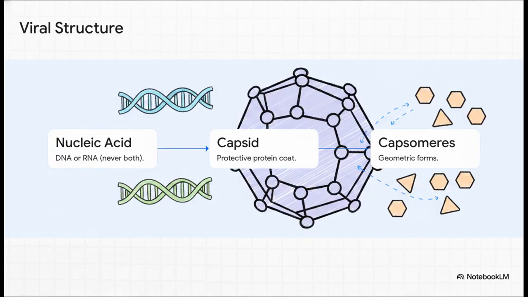So if they're mostly protein, how exactly are they built? Well, a virus is essentially a nucleoprotein with a highly specific architectural blueprint. First, you have a genetic core of either DNA or RNA, but crucially, it's never both at the same time. Second, this fragile genetic core is surrounded by a protective protein coat called the capsid. And third, this capsid is built out of smaller subunits called capsomeres. These capsomeres arrange themselves into these beautiful, repeating geometric forms to perfectly shield the nucleic acid inside.